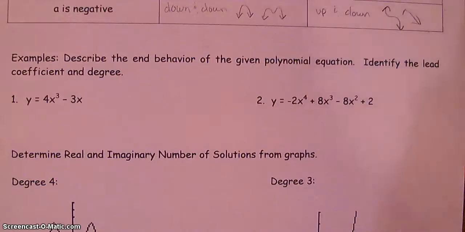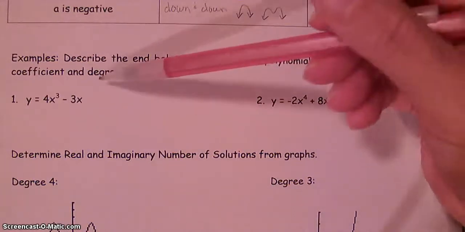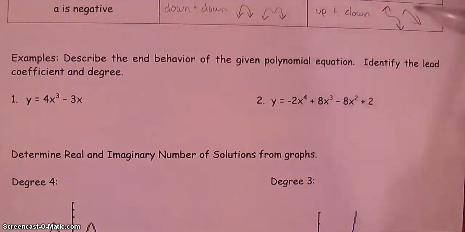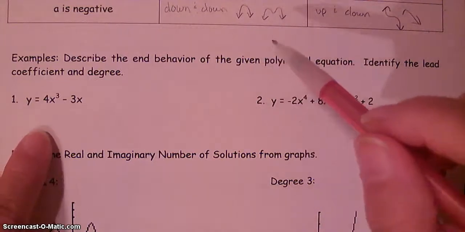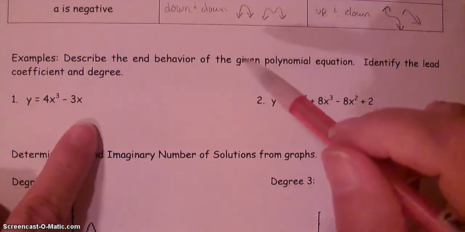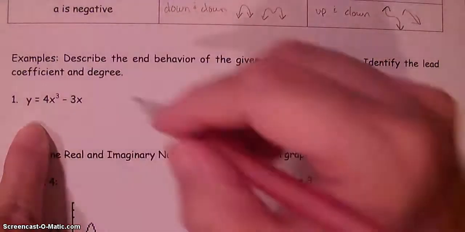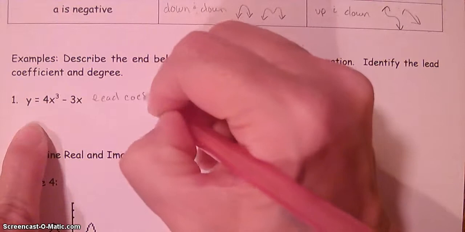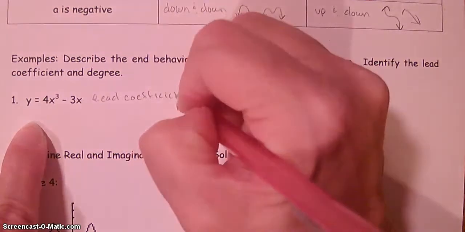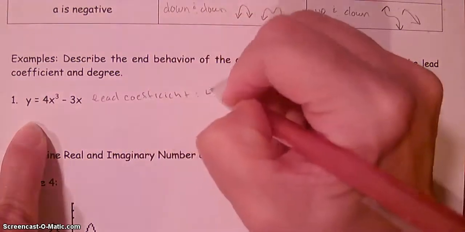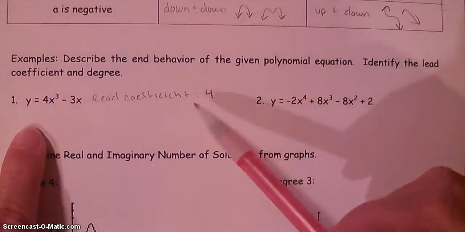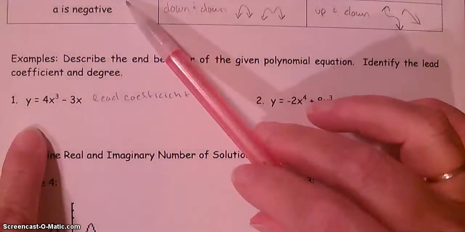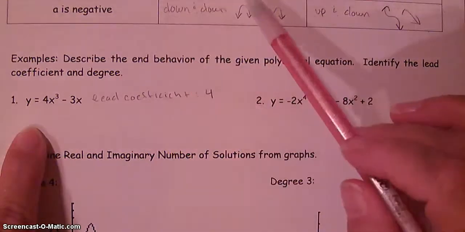Okay, so let's look at a couple polynomial equations and see how we would identify the type of end behavior just based on the equations given. Let's look at this first example, y equals 4x cubed minus 3x. If I look at this, I want to ask, what is my lead coefficient? My lead coefficient here is a positive 4. That tells me, if I remember correctly, if my a is positive, I'm either going to go up and up or down and up.